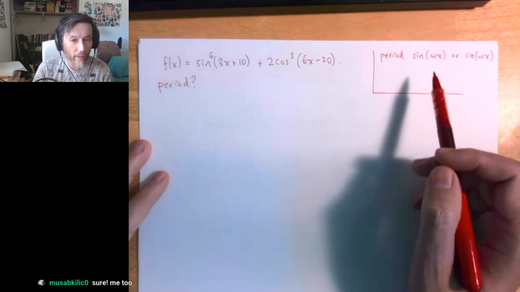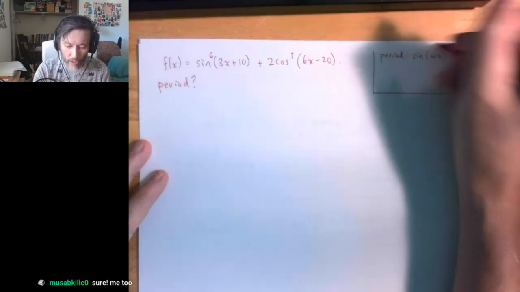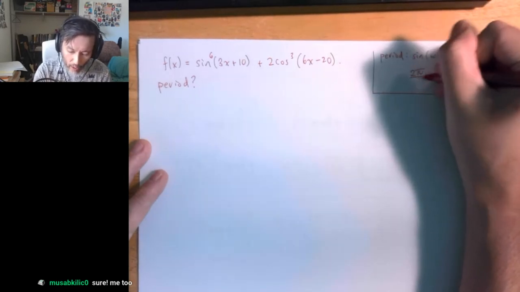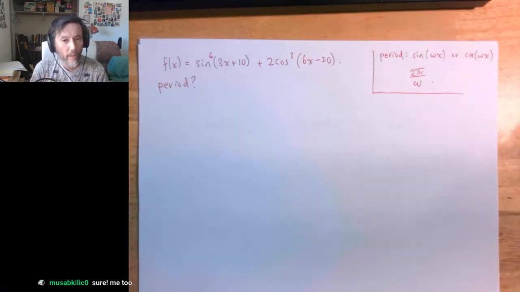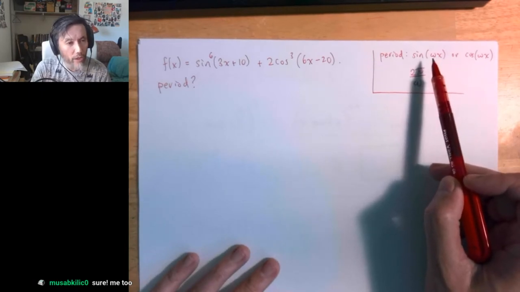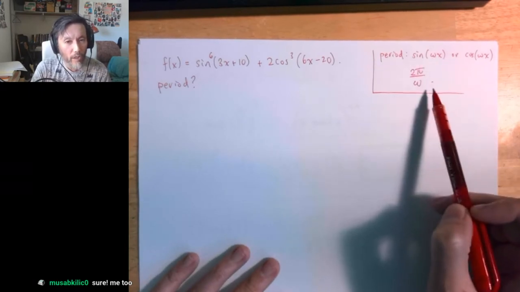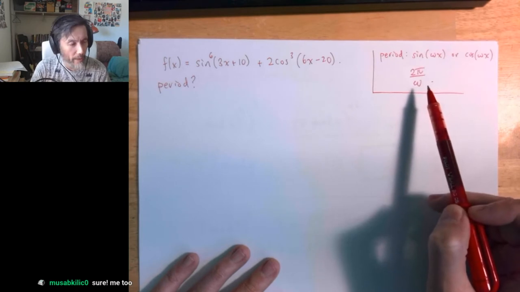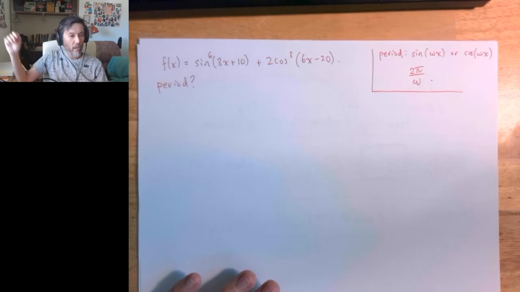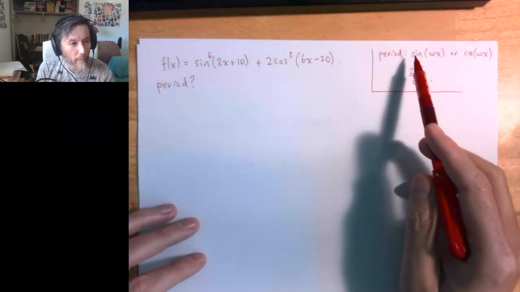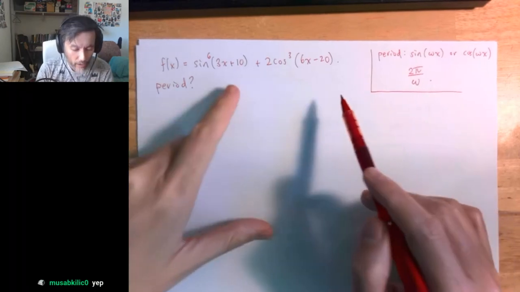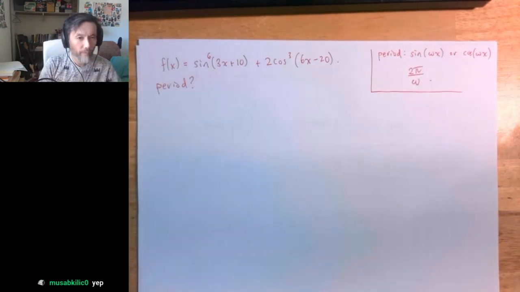The period of sine of omega x, I think with a little bit of thought, you'll realize is going to be 2 pi over omega, right? So the larger the value of omega, the smaller the value of 2 pi over omega. And what you then see are faster and faster oscillations of the sine and the cosine as omega goes up. All right.